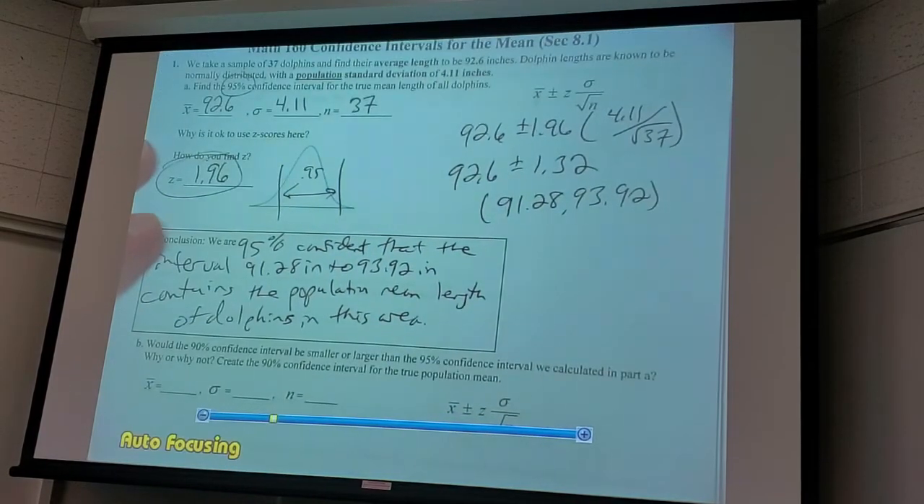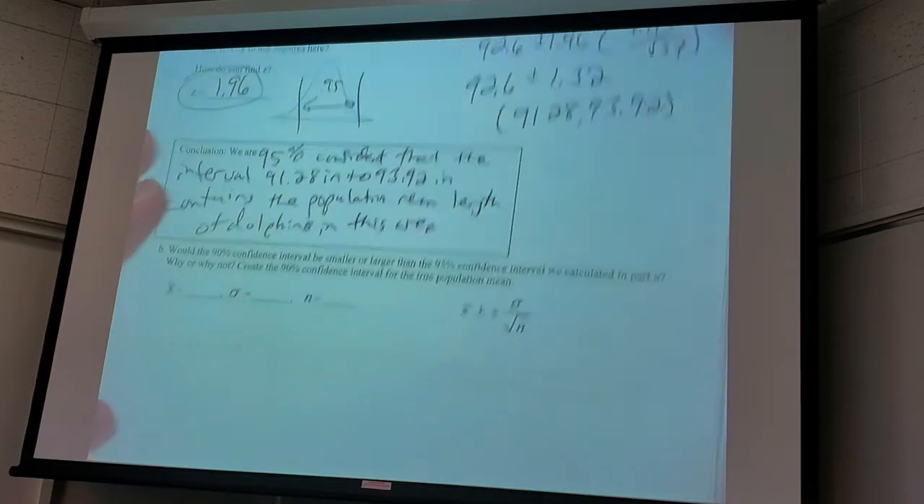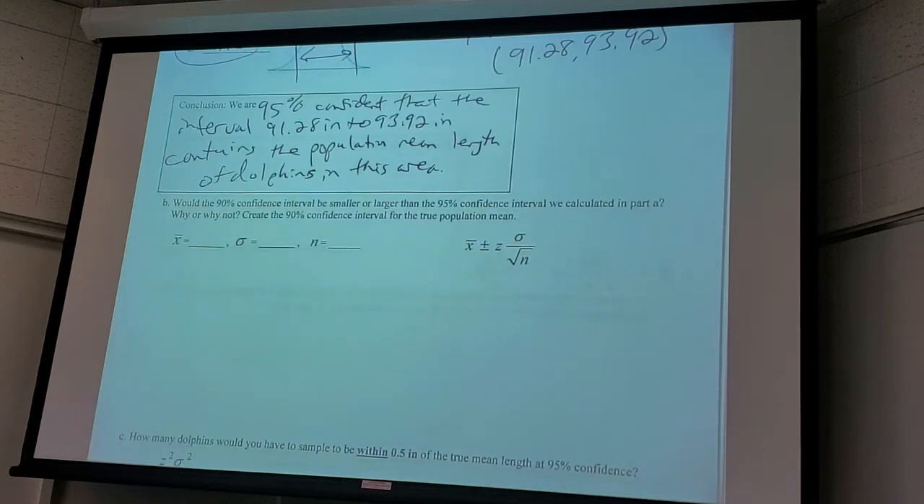All right, now I want you to do part B. Can you just answer the first part? Just tell me, would the 90% interval be smaller or larger than the 95%? Smaller. Why? Because it's less than 95. To be 95% confident, how much data do I have to catch? 95% of the data. To be 90% confident, I have to catch less data. So I really want it to make sense why that's going to be a smaller interval.